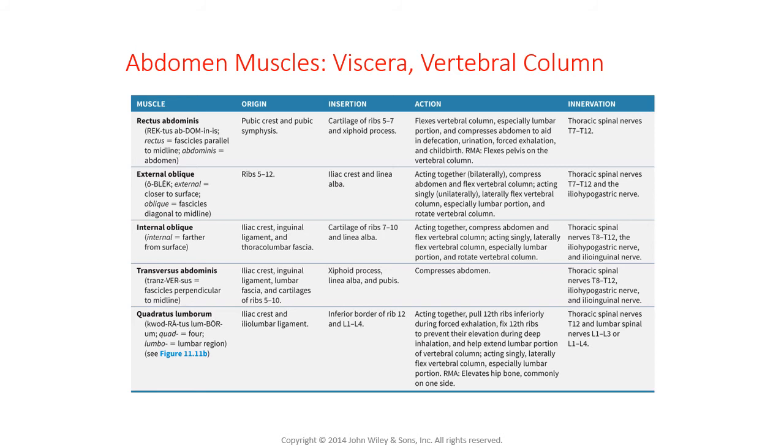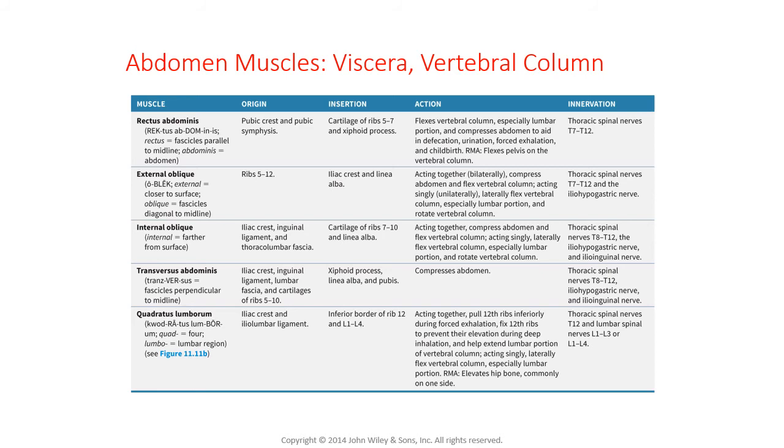Pay attention particularly to rectus abdominis. It's going to originate down by the pubic crest and the pubic symphysis, so it originates inferiorly and inserts up by the cartilage of ribs 5 through 7 and the xiphoid process. So this is also technically a reverse muscle action. Once you flex the vertebral column, it also helps aid in flexing the pelvis, in particular along the intervertebral column at the same time.